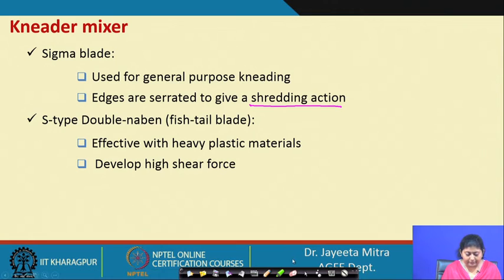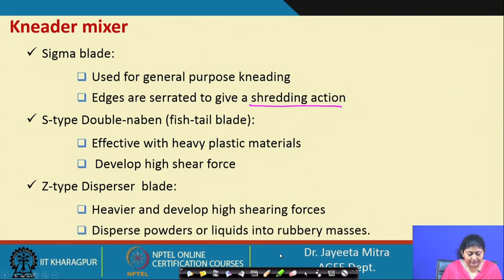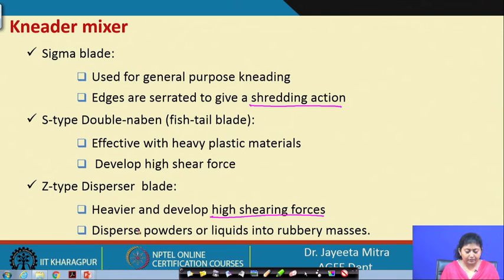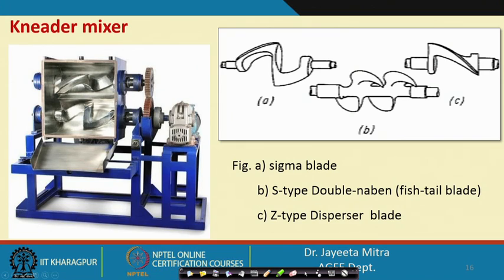The other type is the Z type disperser blades. These are heavier blades and develop high shearing forces. So, in cases where high shear force is required, for very cohesive samples, we can use this. Another application of this Z type disperser is that it disperses powders or liquid into rubbery masses. So, these are called the kneader mixture.